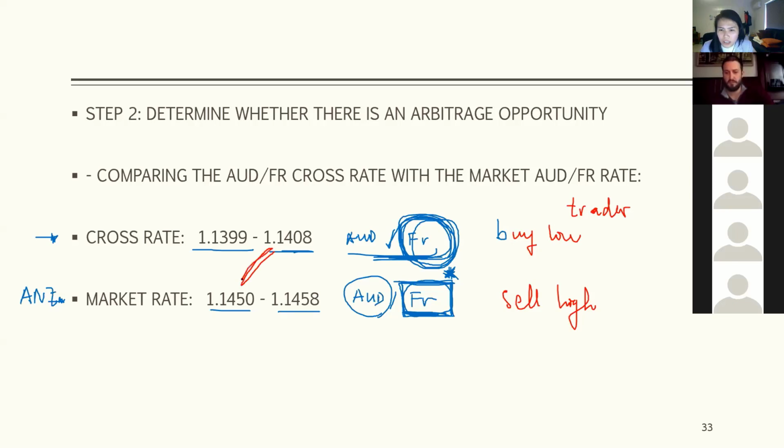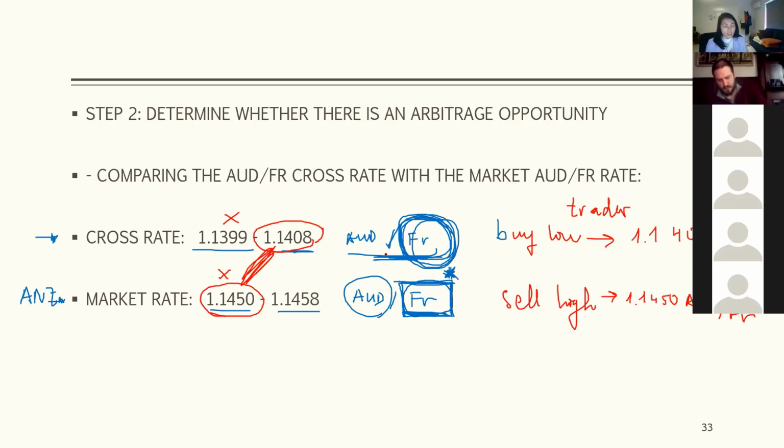Exactly, spot on. So as a trader, I need to buy here because I can't buy from the left-hand side. I've got to buy from the right-hand side. So if I buy here at 1.1408, and if I sell here, I will still earn a profit, because my sell price is still higher than the buy price. So here I want to buy at 1.1408 AUD per franc, and I want to sell at 1.1450 AUD per franc. Okay.